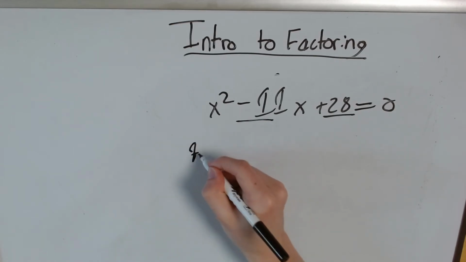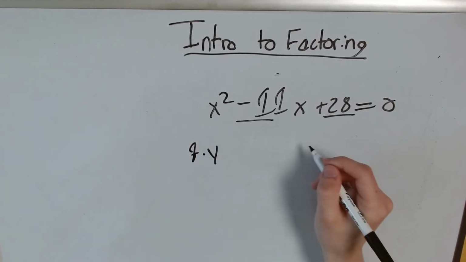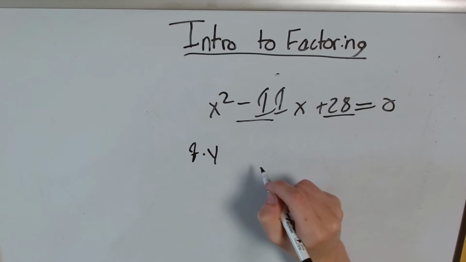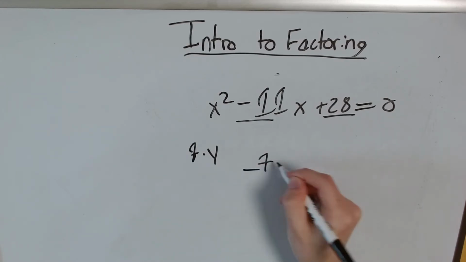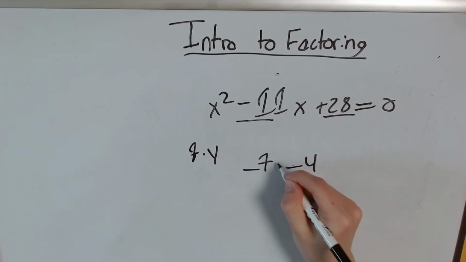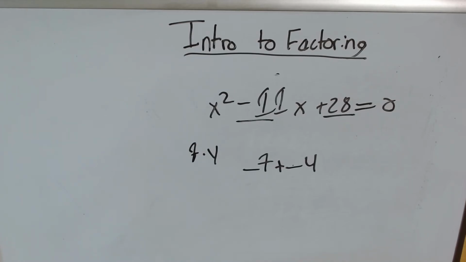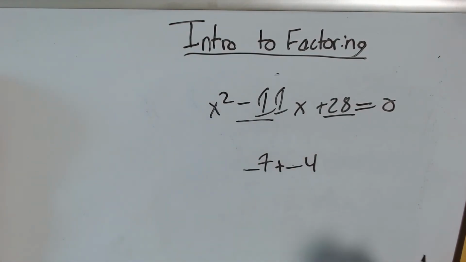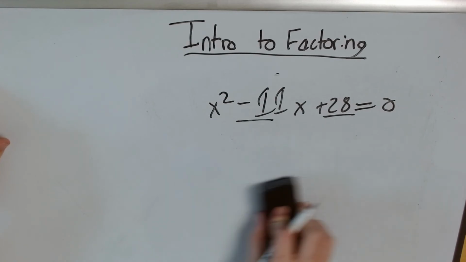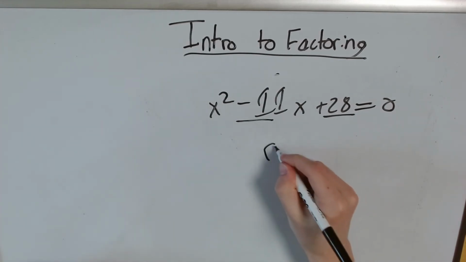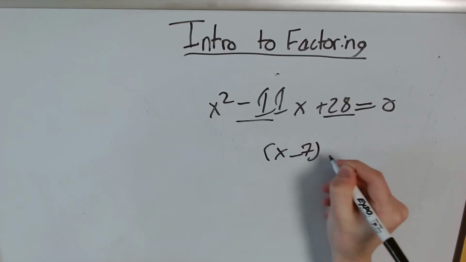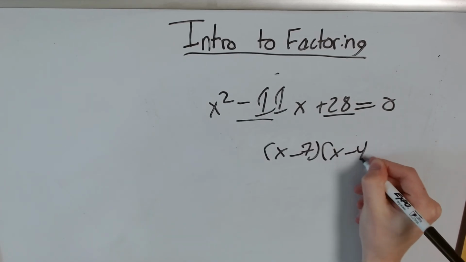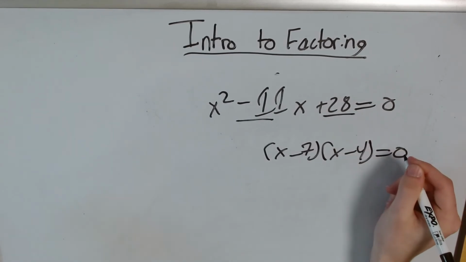I can have 7 times 4. And I notice, hey, wait a minute. If I have negative 7 and negative 4, I add them together, I'll get negative 11. And if I multiply them together, the two negatives will cancel out, and I'll get 28. So my two numbers have to be negative 7 and negative 4. So I have x minus 7 times x minus 4 equals 0.